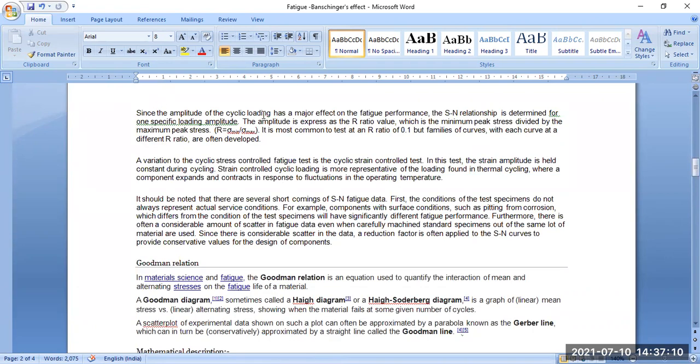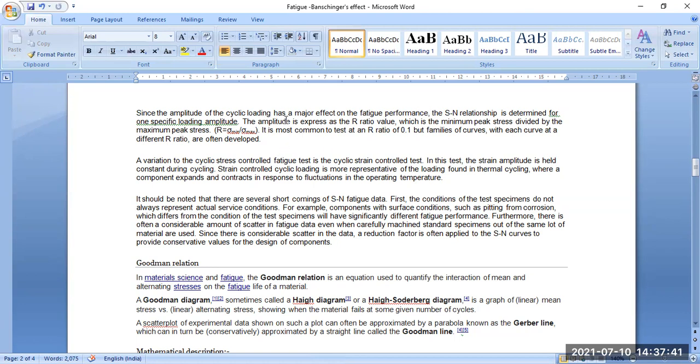The amplitude of the cyclic loading has a major effect on the fatigue performance. The SN relationship is determined for one specific loading amplitude. The amplitude is expressed as the R ratio value, where the minimum peak stress is divided by the maximum peak stress.